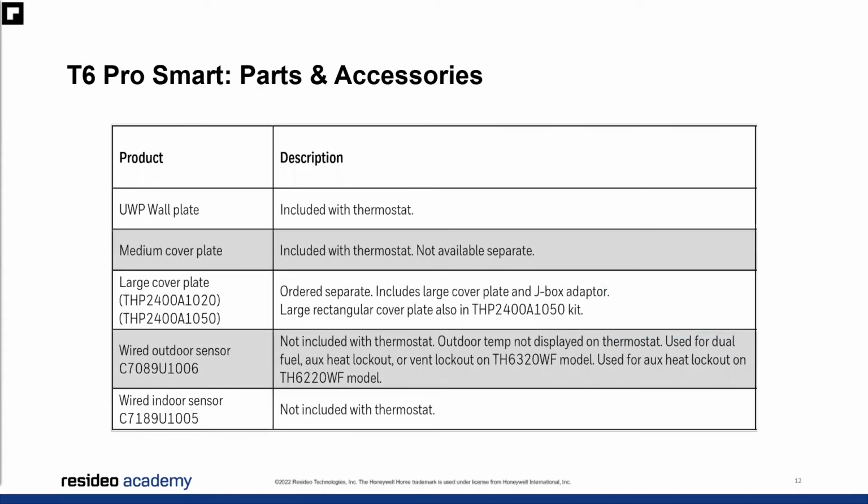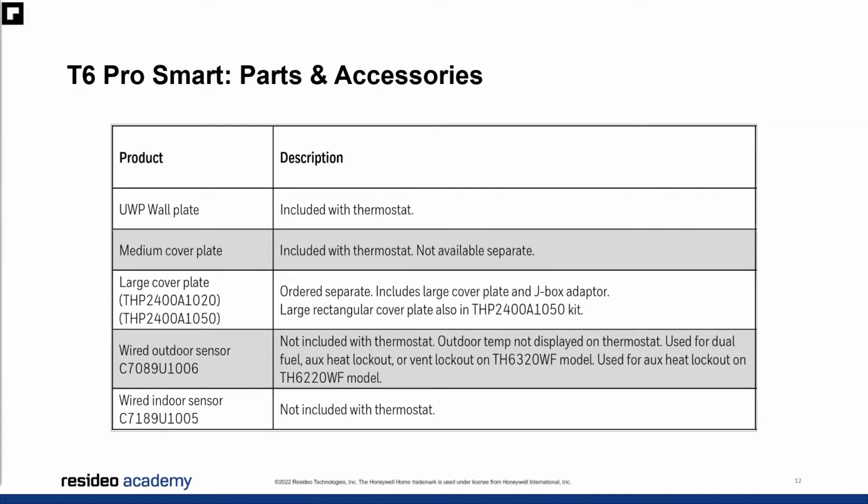And while I can tell you here, the thermostat uses a universal wall plate, which is included in the thermostat. It comes with a medium cover plate, which is also included. But if you need a larger cover plate, let's say to cover a larger surface area or footprint, those are orderable as well as our wired outdoor sensor and wired indoor sensor. And again, those wired sensors for the outdoor is just used for lockouts and whatnot there and ventilation control.